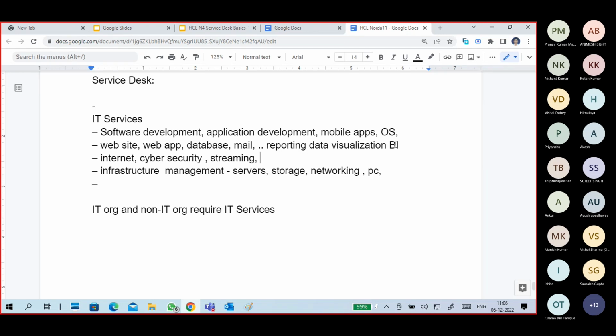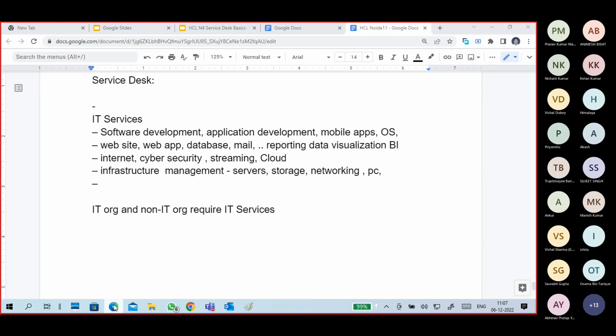In IT organizations, we also maintain infrastructures. Some organizations require infrastructure services. Nowadays, we are getting a cloud, right? We are using a cloud. What is the purpose of this cloud? Not to store data. Okay, cloud is not meant for storing data. Cloud is providing different types of services. Infrastructure as a service, platform as a service, software as a service.